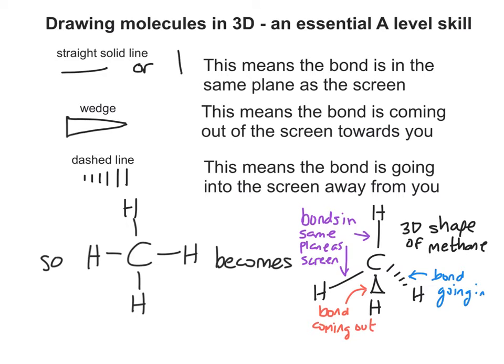And to illustrate this, I've applied it to the three orientations of bonds in the three-dimensional shape of methane in the bottom right-hand corner. So the bond coming out is the wedge, the bond going in is the dashed line, and the solid lines are the bonds in the same plane as the screen.